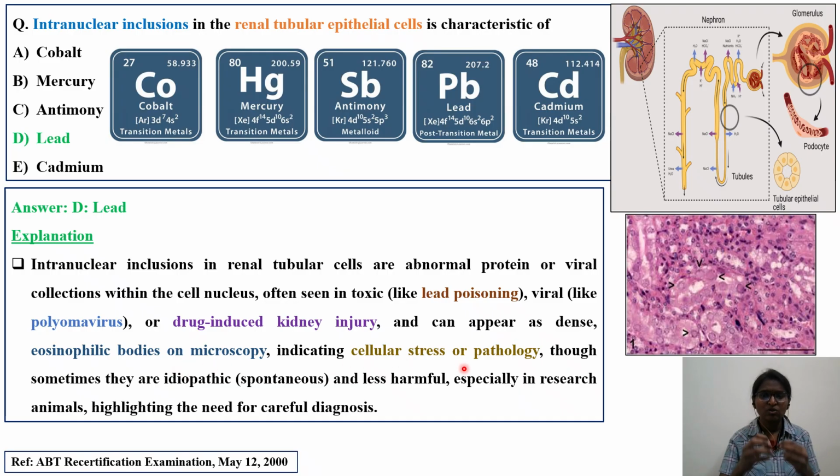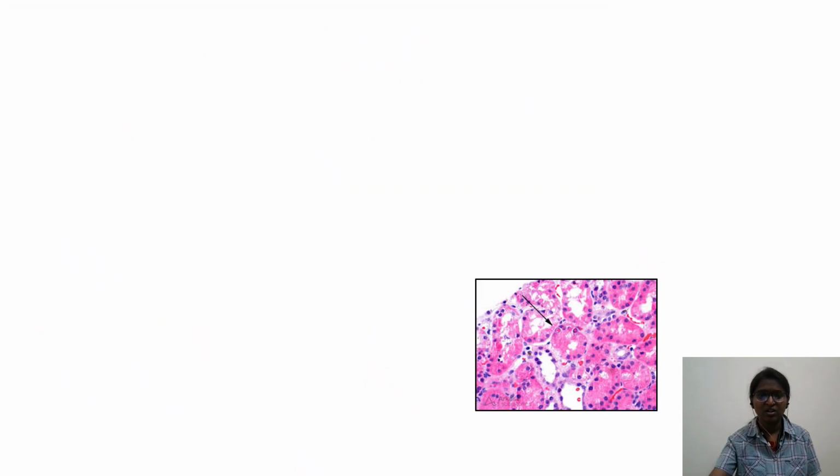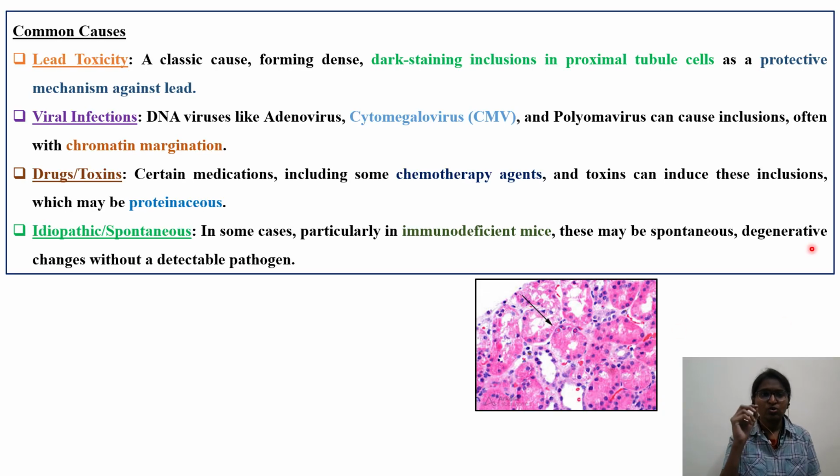So the cell has undergone a lot of stress because of excessive exposure to lead. So this is the classical pathological feature. Sometimes they are idiopathic, where we cannot identify the cause for this change, and less harmful, especially in research animals, highlighting the need for careful diagnosis. So let's understand in more detail. Here you can see the red or pink color deposition in the cells. So what are the common causes? As we have seen, it is caused by this particular metal, that is lead toxicity.